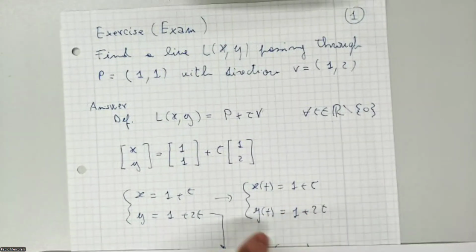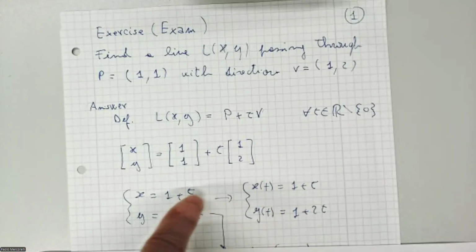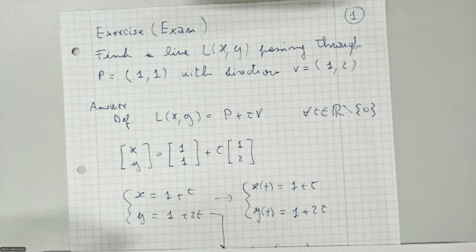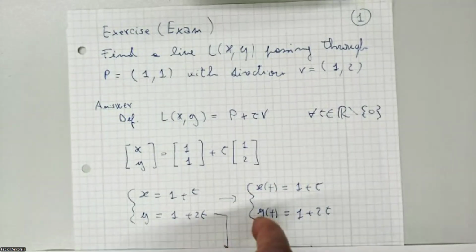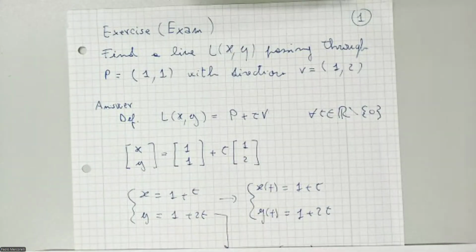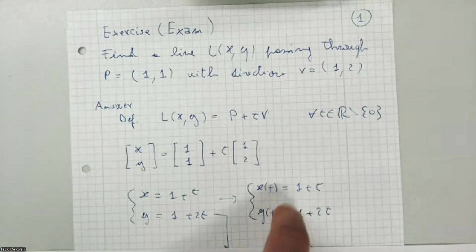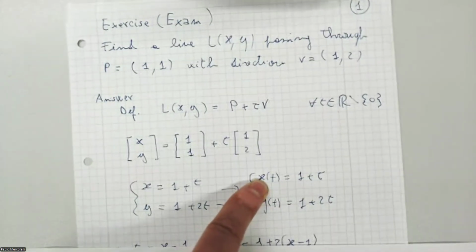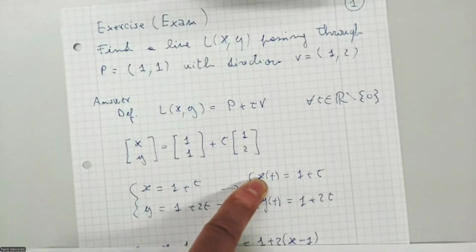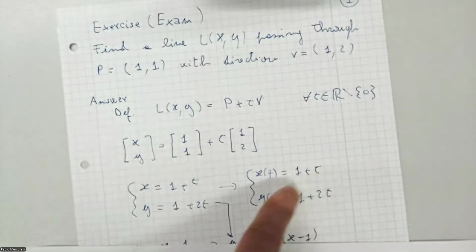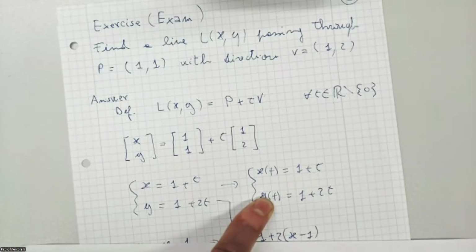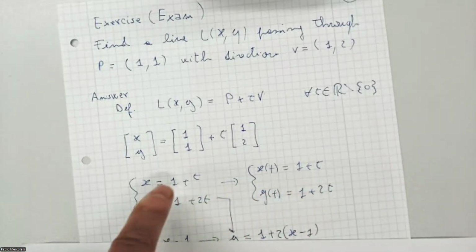I rewrote it again because a student asked me about the meaning of t. Look, I put here x as a function of t, and y as a function of t, because I also tried last time to clarify a little bit a possible application of this geometric representation. It could represent, as I told you last time, a particle moving with velocity equal to 1 in the x component and with velocity equal to 2 in the y component. I don't know if you remember a little bit of physics from school.